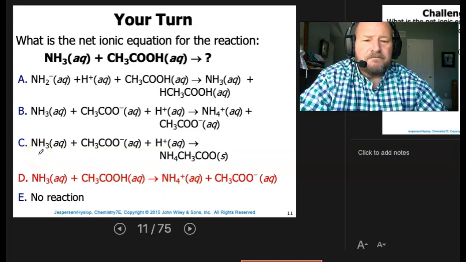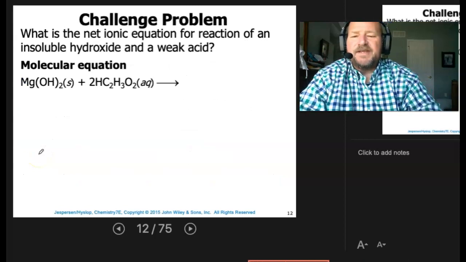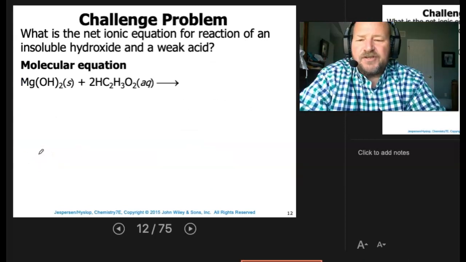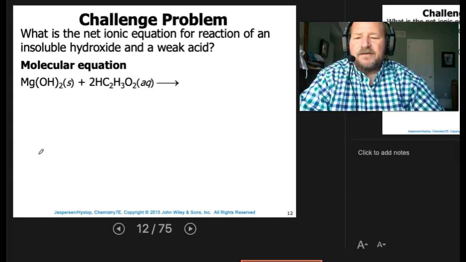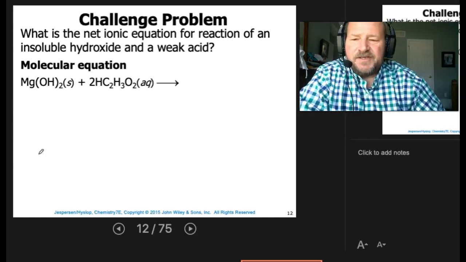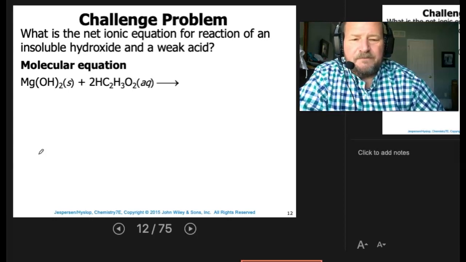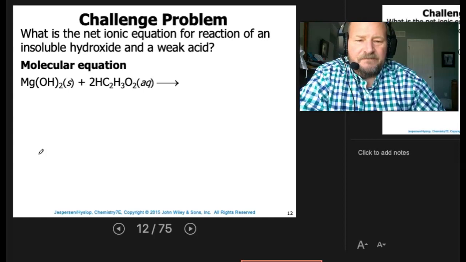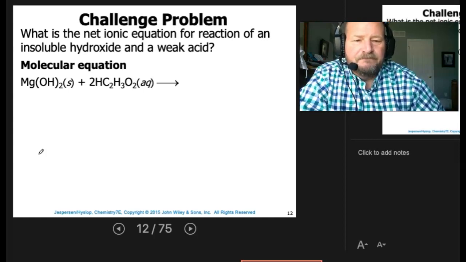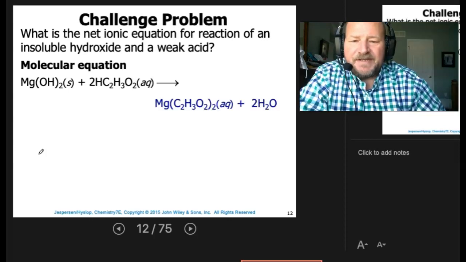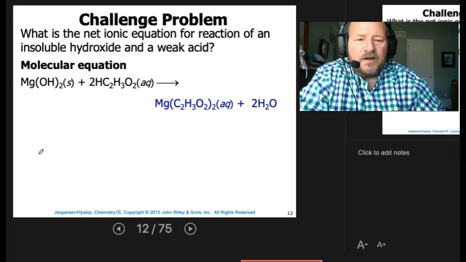Okay. All right, so what is the net ionic equation for the reaction of an insoluble hydroxide and a weak acid? So here's our magnesium hydroxide, which is insoluble. It's going to start off as a solid. And we're going to mix acetic acid with that. That's our weak acid. And hopefully you've come up with magnesium acetate plus 2 waters.